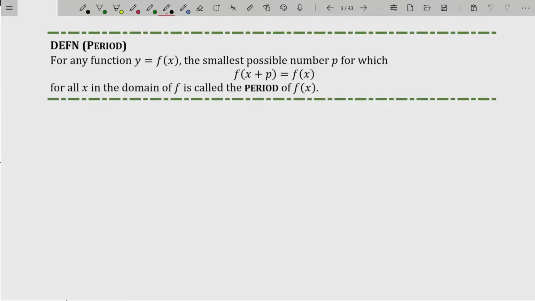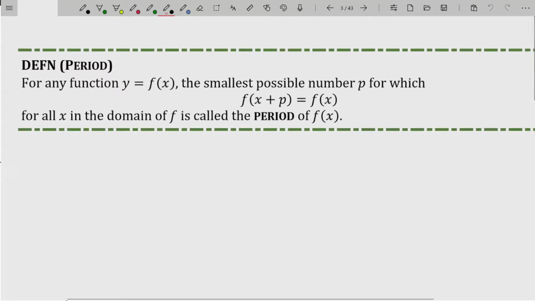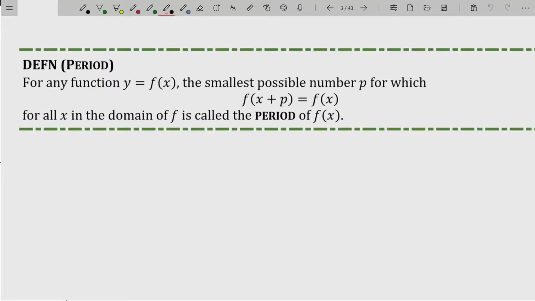Now, as I've mentioned a few times here, the sine and cosine repeat their patterns, right? They repeat because everything's based on the unit circle. So all X values start repeating their pattern after a full rotation of 2 pi. And so that defines the period of both the sine and the cosine functions. And this is actually the true definition of what a period is in mathematics. For any function, y equals f of x, it doesn't have to be a trig function, just any function, the smallest possible number p for which f of x plus p is equal to f of x for all x in the domain is called the period of f of x.